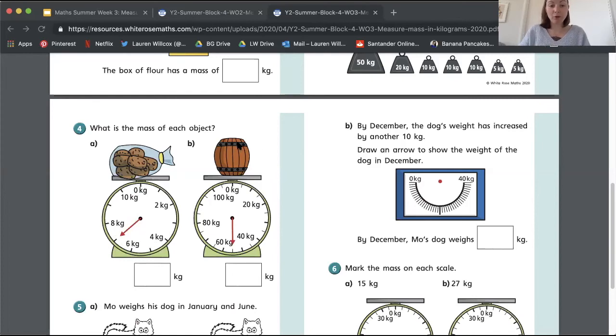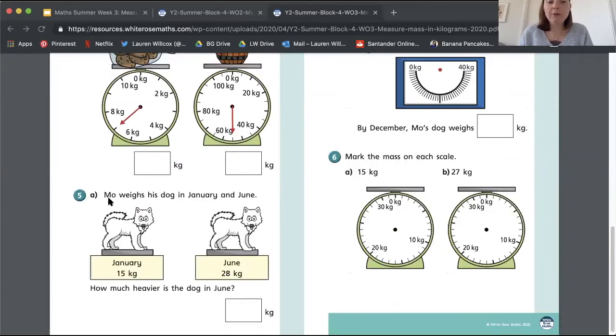Here you've got a barrel, pardon me, and you need to have a look again at your scales. Here you need to look about what's going to be in between 0 and 20. And then you need to use that information to fill in your scale all the way around until you get to here. So have a think about what's going to be between 40 and 60. And then how are you going to work out this one?